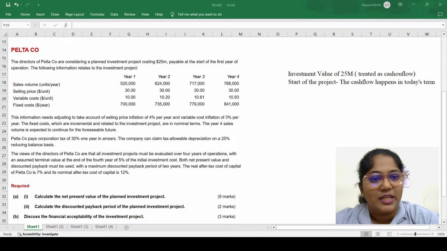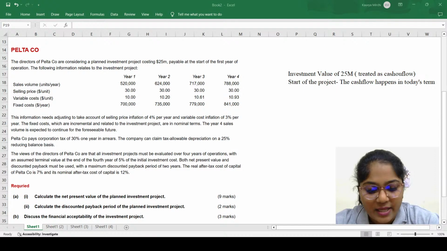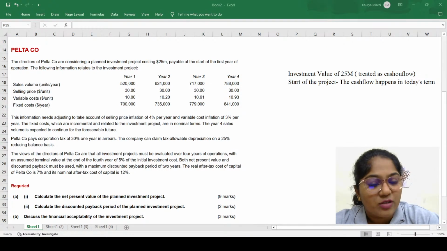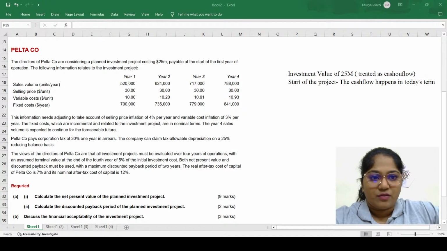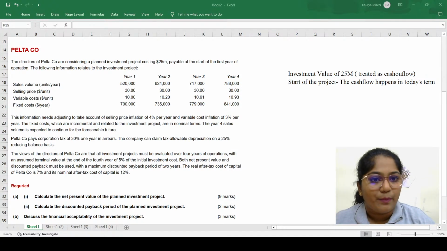So that means the $30 that we thought of as a selling price is not the value for every year. It is only in today's terms, in the current terms. Correct, people? So we have to bring it into future value. Why future value? First you have to get the future value, then only you can discount it to the present value.